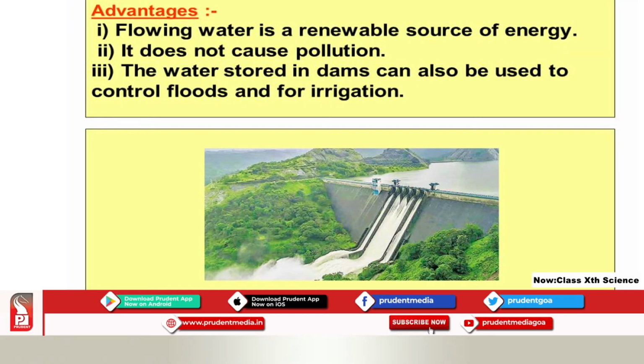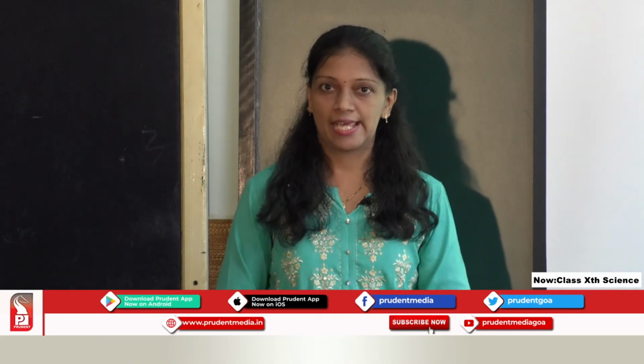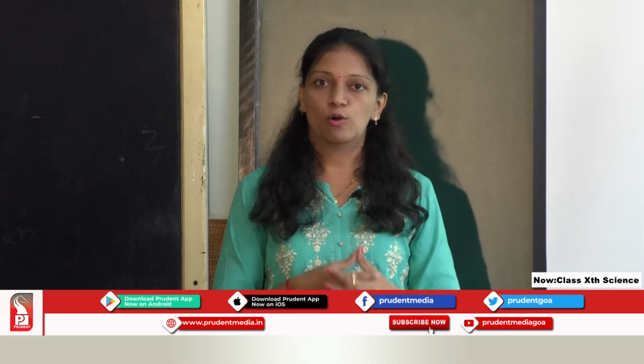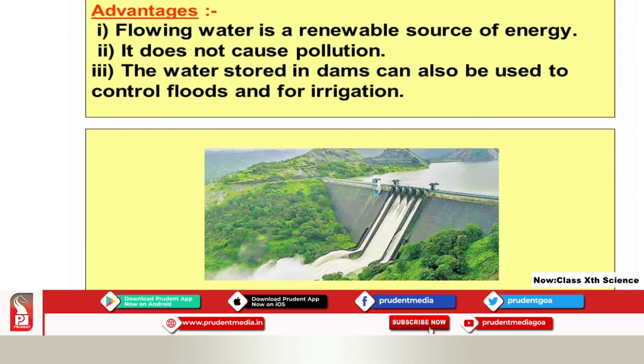Secondly, it does not cause any pollution. There is no burning of fuel or there is no harmful effects caused. So it is pollution free. Third, the water stored in dams can also be used to control floods and for irrigation. Besides generating power, the water that is stored in the dam can also be used for irrigation purpose, for carrying out agricultural activities, and also for controlling the floods. So these are the advantages of having hydro power plant.